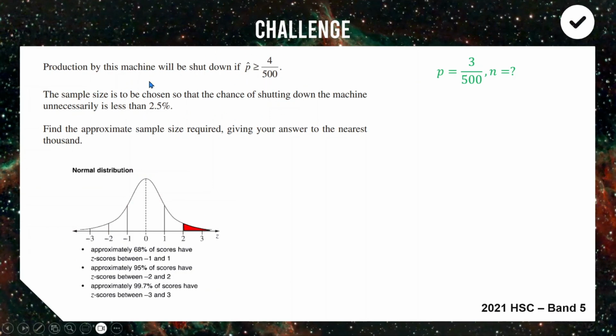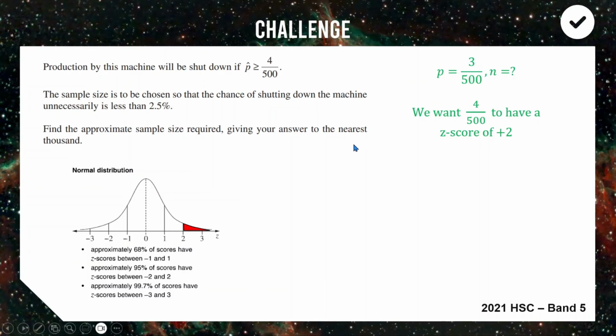So putting this all together, we're really just trying to find the values that make 4 out of 500 give us a z-score of 2. If we can find the n that makes that happen, we've got 3 marks in a band 5 question. So there's our target, let's go for it. Once again, we're trying to find the value of n that makes 4 out of 500 a z-score of +2.